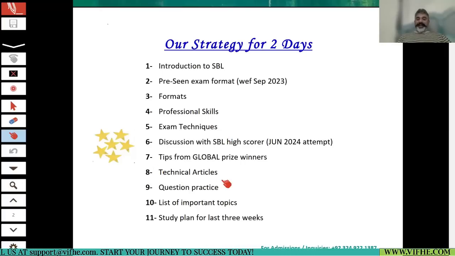We will also cover technical articles and we will also solve one question, but these two items will be done tomorrow. And then items 8 to 11 will be covered tomorrow, right? So today our target is to cover items number 1 to 7, and 8 to 11 we will cover tomorrow, right?